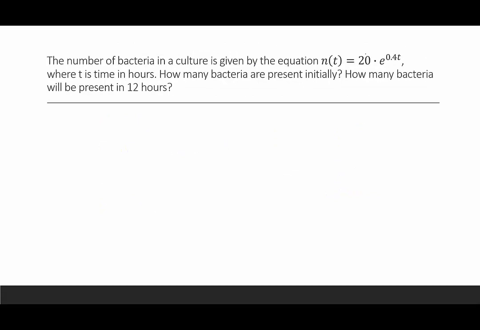The number of bacteria in a culture is given by the equation n of t equals 20 times e to the 0.4t, where t is time in hours. How many bacteria are present initially? How many bacteria will be present in 12 hours?